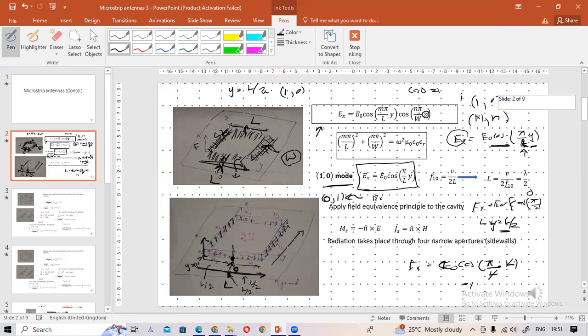So if you input the signal on the length side, radiation is happening in the length wall, not in the width wall. And if you feed the width side, radiation is happening in the width side, not in the length side. Right? So you should have that understanding. Did you understand what I told you? Did you understand that one?